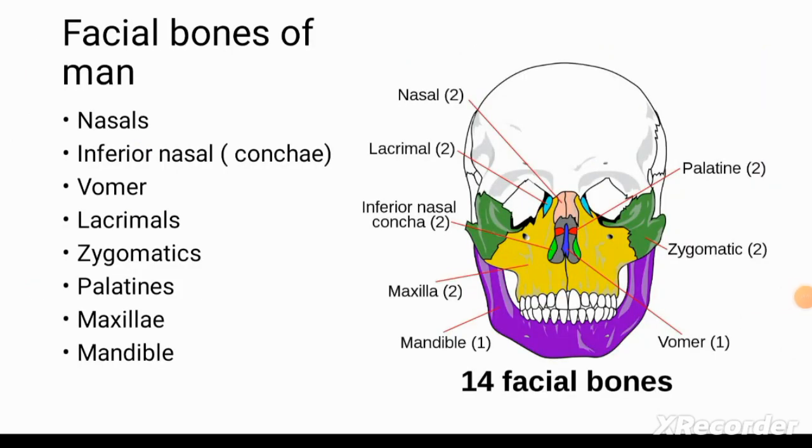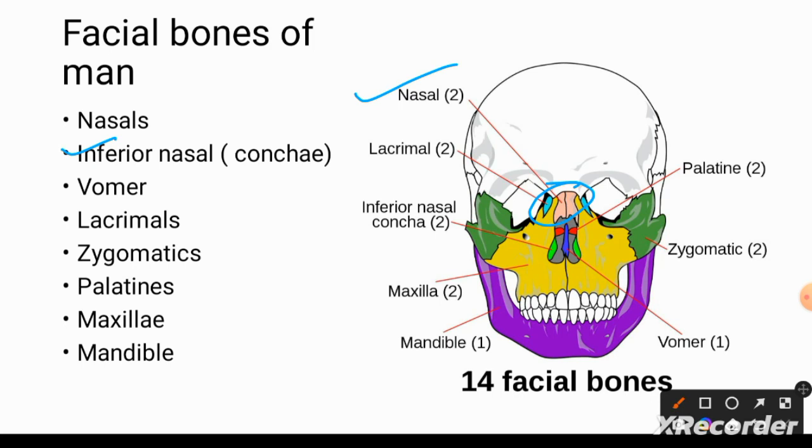Next one is the facial bones of man. First is the nasals. As you can see, these are two nasal bones, small oblong bones in the middle of the upper part of the face, forming the proximal part of the bridge of our nose. The remaining lower part of our nose is formed of cartilage.